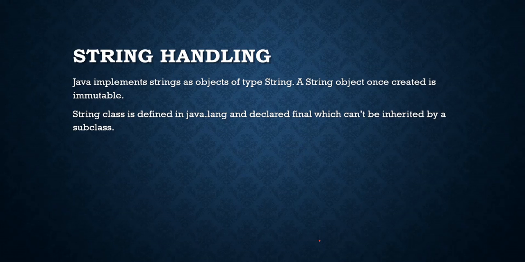A string object once created is immutable. If a particular function is performed on the string object, the result of the function is a new object, whereas the original string remains unaltered. The String class is defined in the java.lang package, and by default it is declared as final, and hence it cannot be inherited by a subclass. That is, it cannot be subclassed.